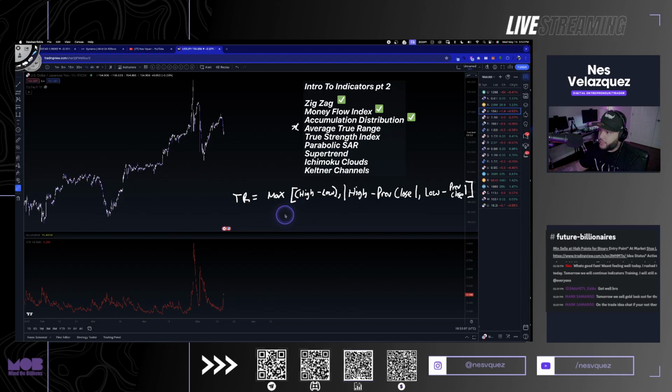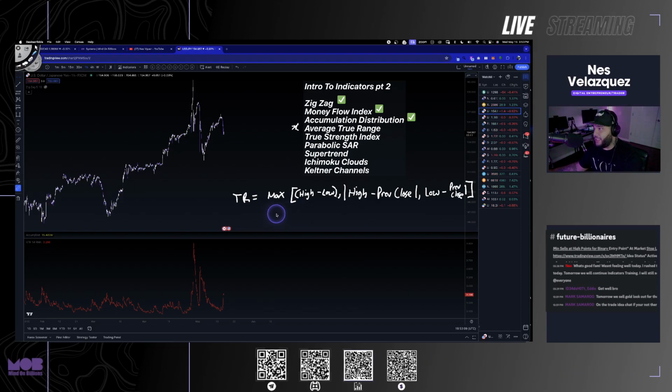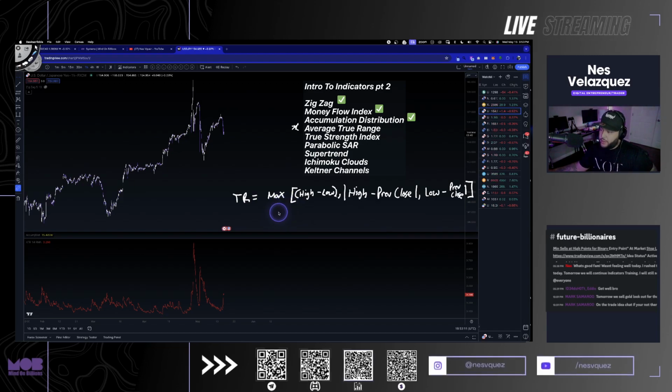All right, so here's the formula for the average true range. You have the max of: high minus low in parentheses, high minus previous close, low minus previous close. When you come up with the numbers all together and get the result, that is the calculation behind the average true range.